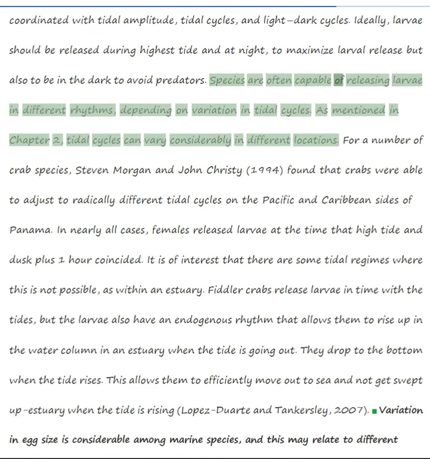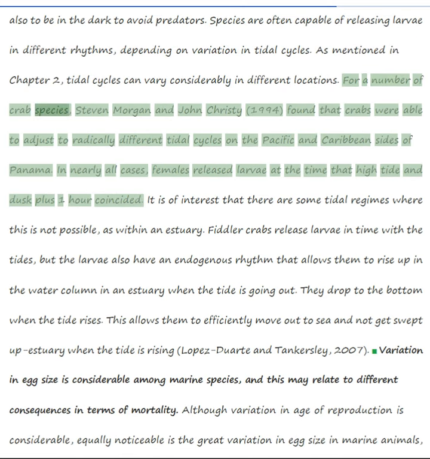Species are often capable of releasing larvae in different rhythms, depending on variation in tidal cycles. As mentioned in Chapter 2, tidal cycles can vary considerably in different locations. For a number of crab species, Stephen Morgan and John Christy found that crabs were able to adjust to radically different tidal cycles on the Pacific and Caribbean sides of Panama. In nearly all cases, females released larvae at the time that high tide and dusk plus 1 hour coincided.